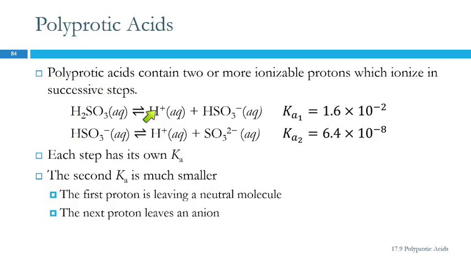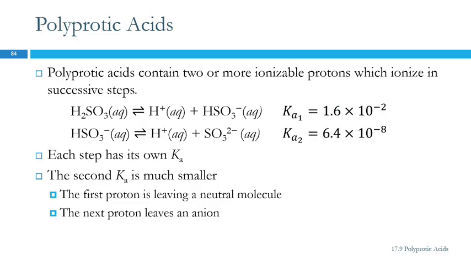It can lose one hydrogen to form hydrogen sulfite ion. And there's an equilibrium for this and an equilibrium constant. And then the HSO3 minus also has a hydrogen, an ionizable proton, that it can lose to form sulfite ion. And this has a separate equilibrium and a separate equilibrium constant. The second equilibrium constant is always much smaller than the first one.